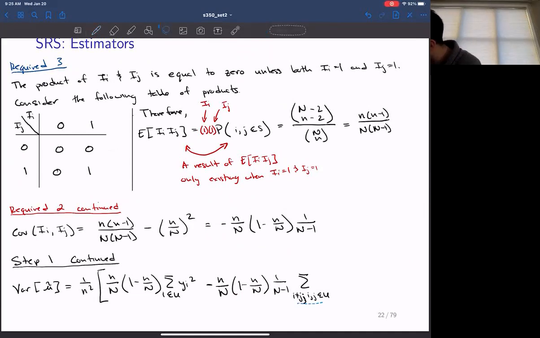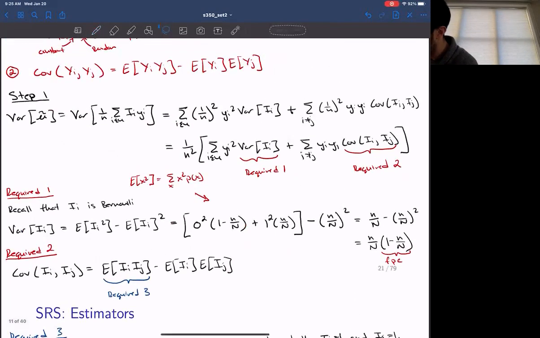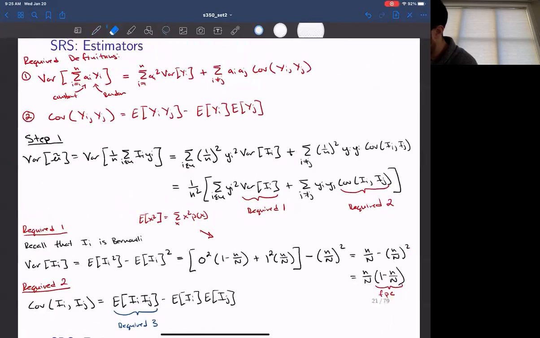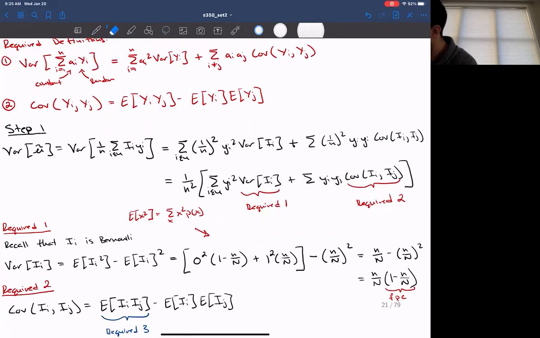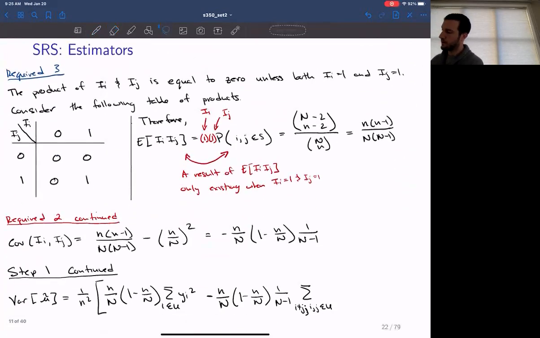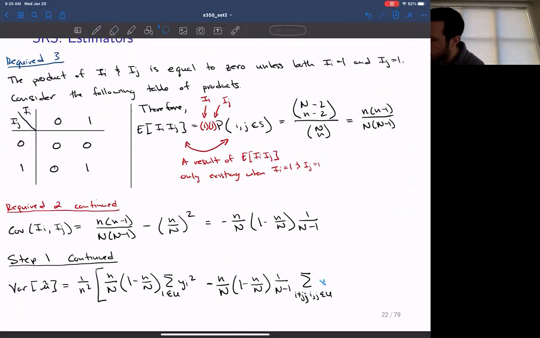I was missing this above. Sorry. Multiply by the sum here of yi multiplied by yj. Anyone have any questions so far?